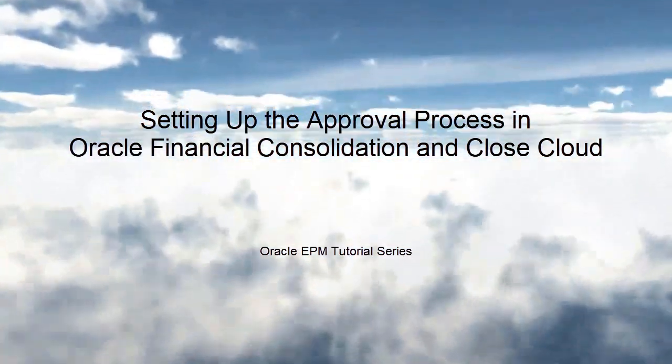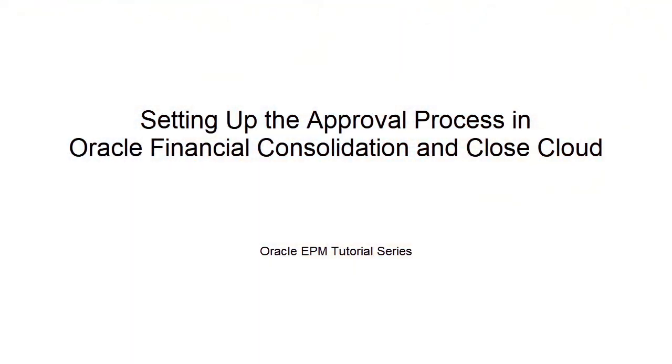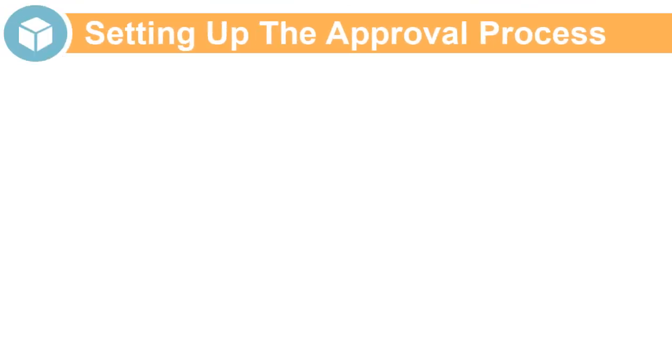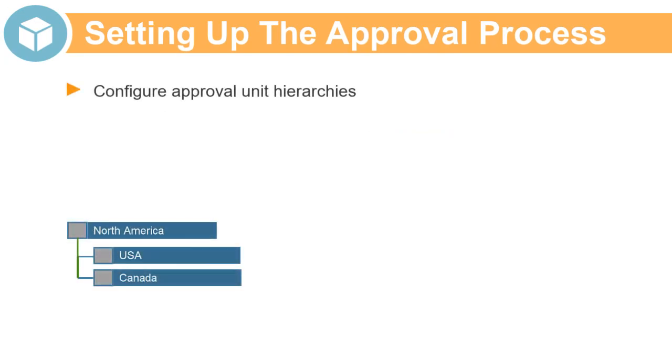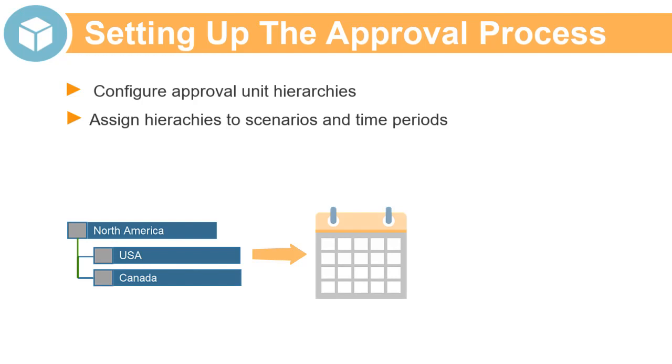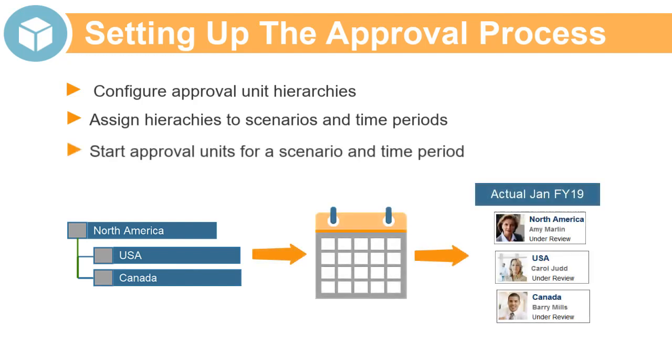In this tutorial, we'll show you how to set up the approval process in Oracle Financial Consolidation and Close Cloud. To set up the approvals process, you perform these tasks: configure approval unit hierarchies, assign approval unit hierarchies to scenarios and time periods, and start approval units for a scenario and time period.